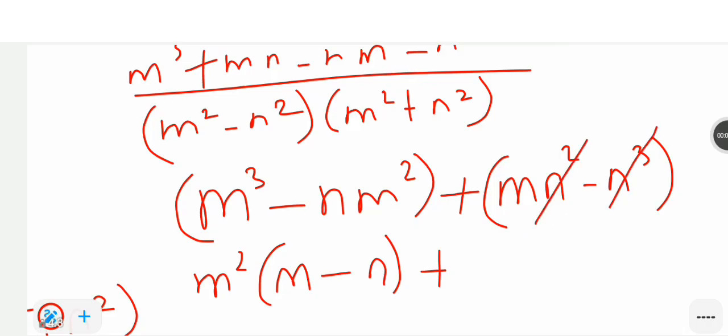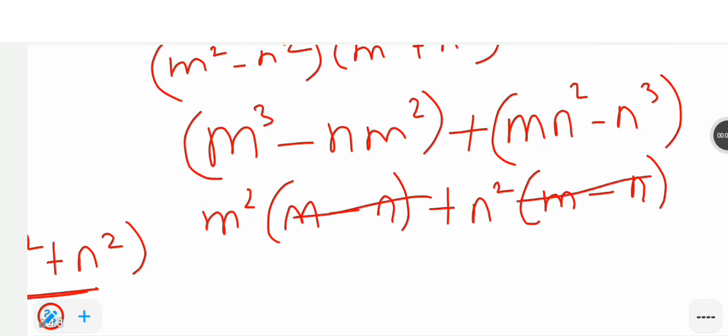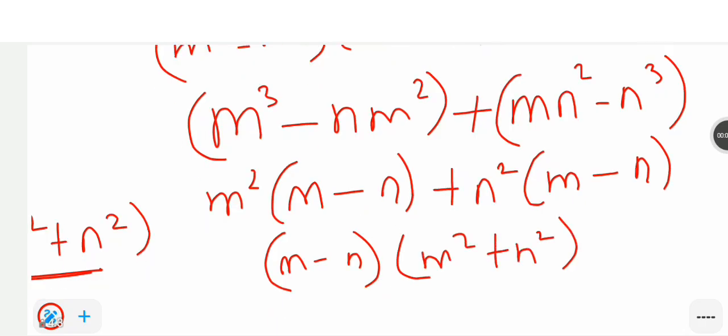N squared is here. Then when this one goes in, you can see this part is common to both of them. So you can just pick that out, m minus n, then pick the one outside, m squared plus n squared. So this is the numerator.